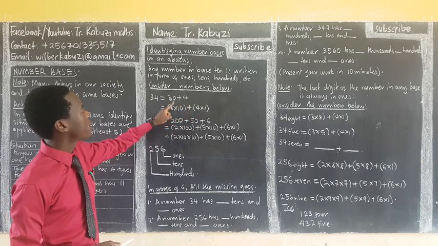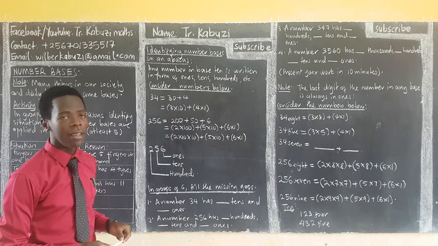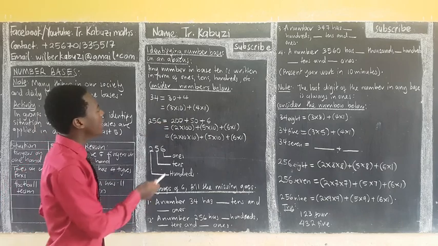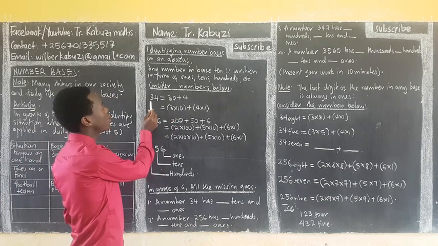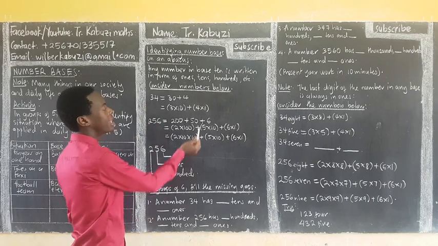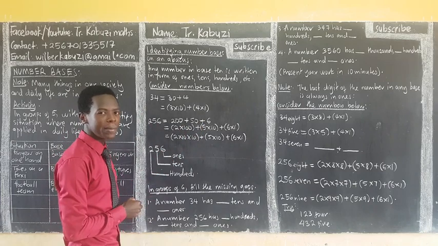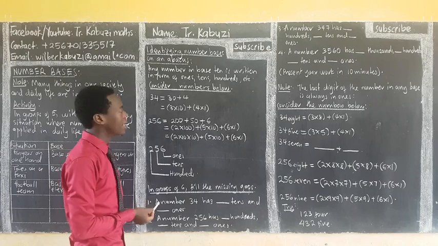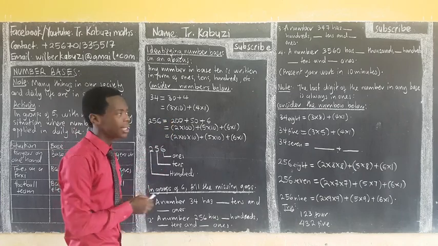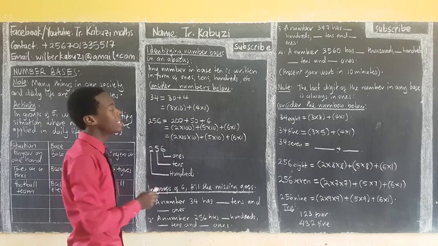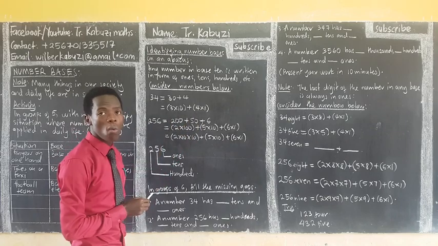Then this will be 3 times 10, you will still have 30. Now, you see this is the tens we are talking about. That's why we say this number is in tens, this one is in ones. I don't know if you see that. So, to get this number, it means that there are 3 tens in this number. There are 3 tens and there are 4 ones.